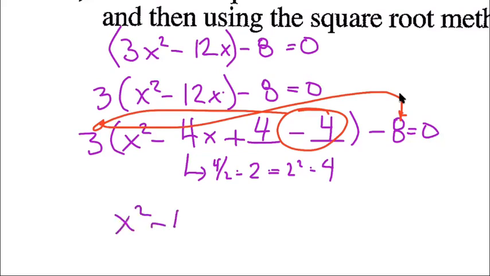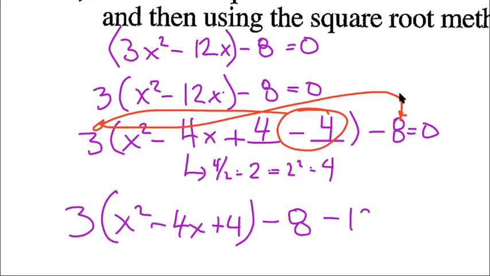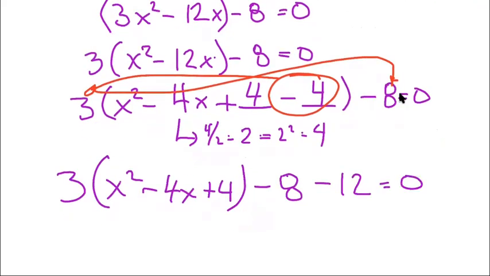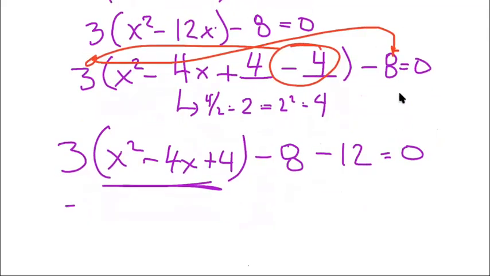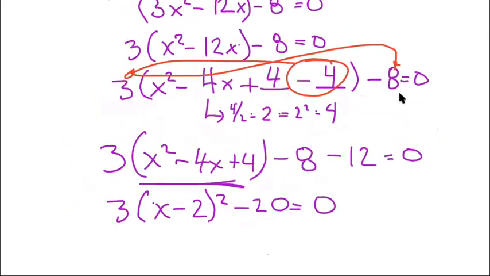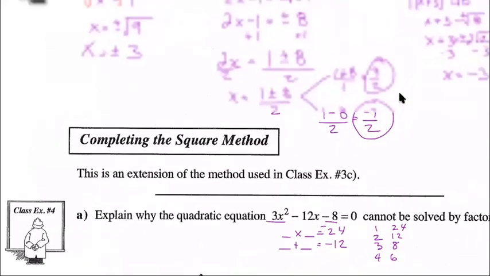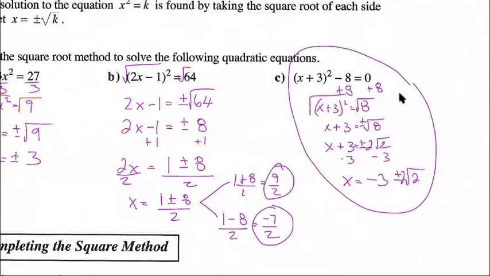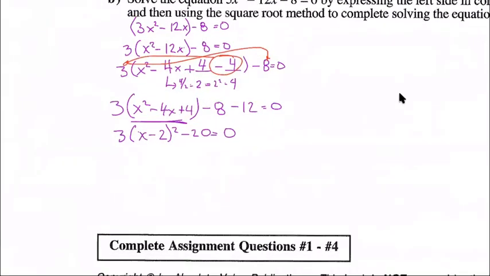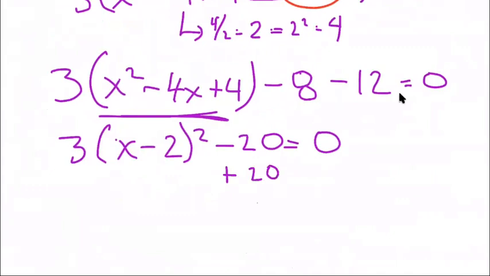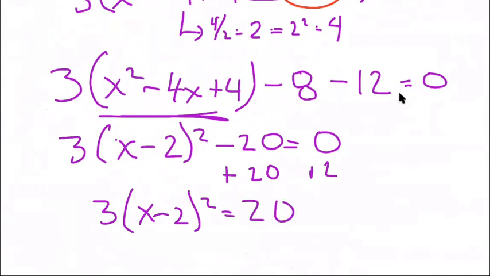x squared minus 4x plus 4 bracket with a 3, minus 8, and then minus 4 times 3 is minus 12 equals 0. This should be a perfect square. 3 bracket x minus 2 squared minus 20 equals 0. Now we can solve this by perfect square method like we did here. Add 20 to both sides. 3 bracket x minus 2 squared is equal to 20.